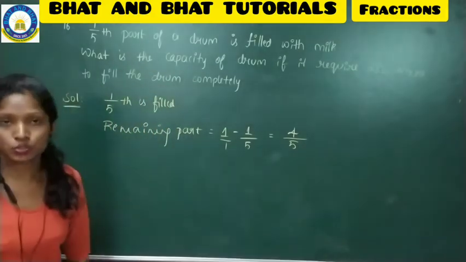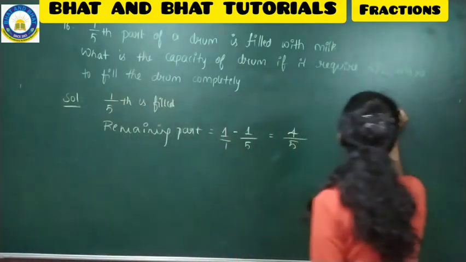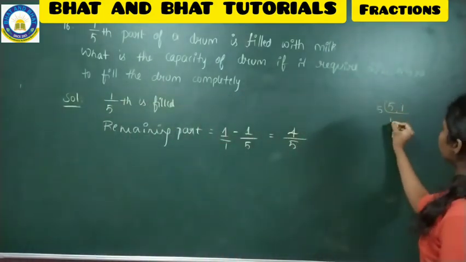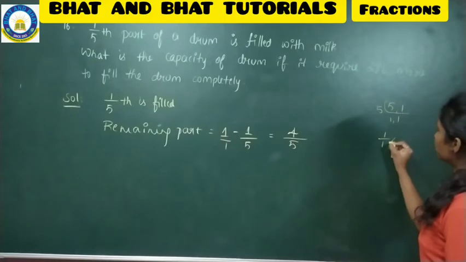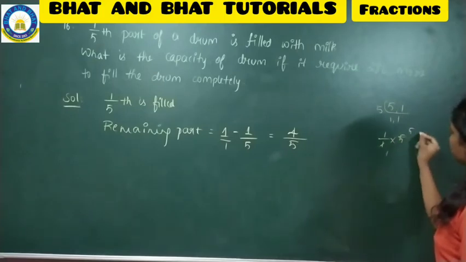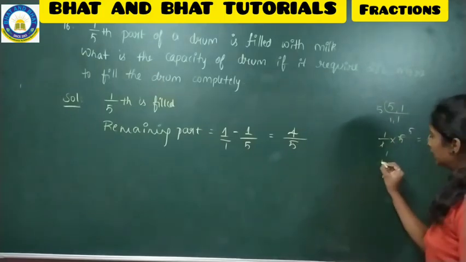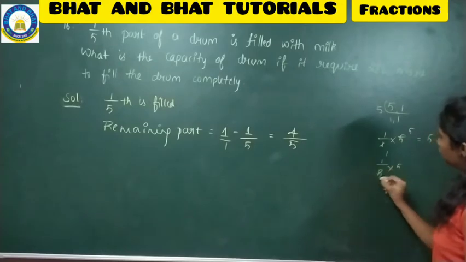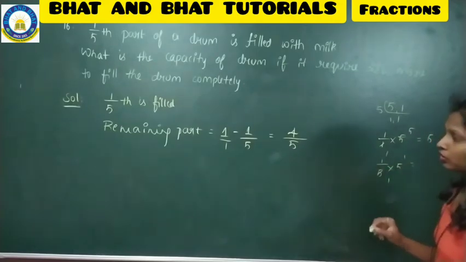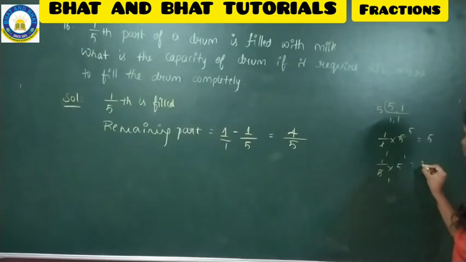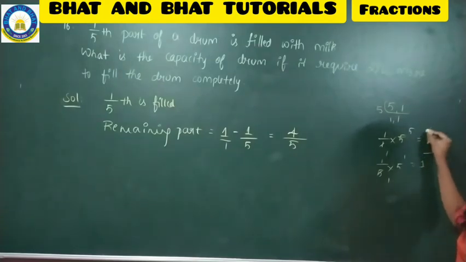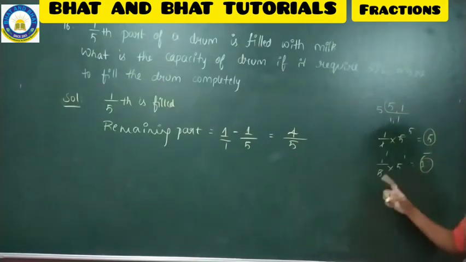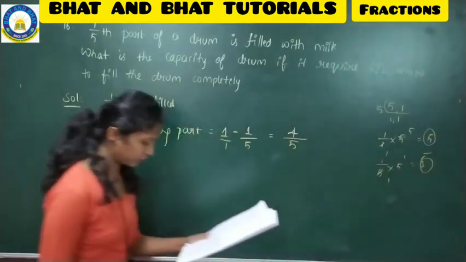This verification you have to do, or else I'll do it. See, 5 is your answer. 1 by 1 into 5, 1 fives are 5. Again take 1 by 5 into 5, 5 ones are 5, you will get 1. So now there is a sign of subtraction. So 5 minus 1, it is 4 by 5 you have got.